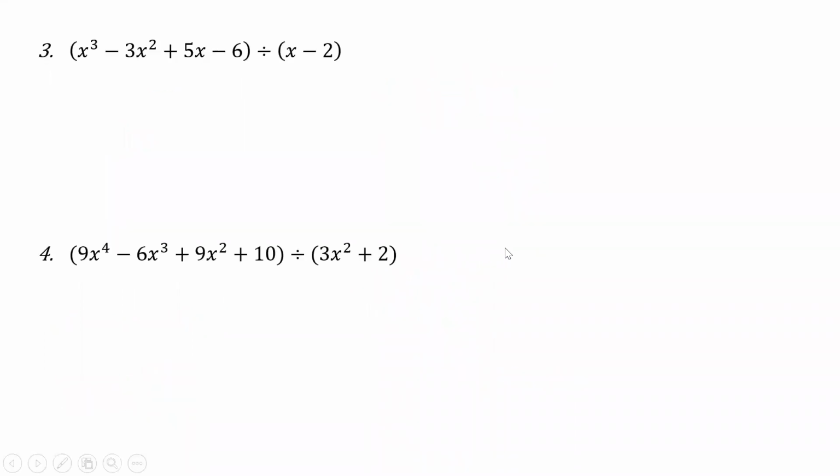All right, so let's look at this one. First, let's make sure we have all the terms. We have x to the third, 2, 1, none, and x minus 2. So this one we can just divide as it is. So x minus 2 into x cubed minus 3x squared plus 5x minus 6.